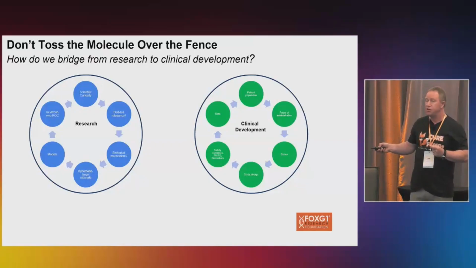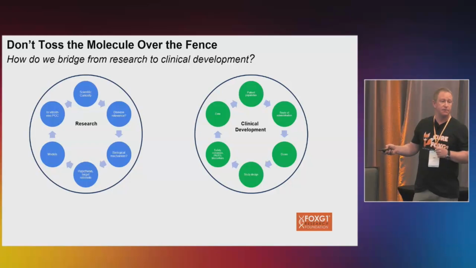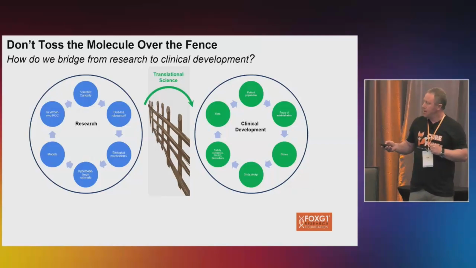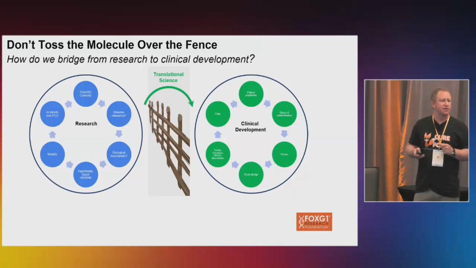This, which is usually where the academic research ends, is not a drug yet. Clinical trials bridge between research and the clinic, but we can't jump from here to clinical development because we don't have a drug yet. So we need another step along the way, and that step is the translational science step.